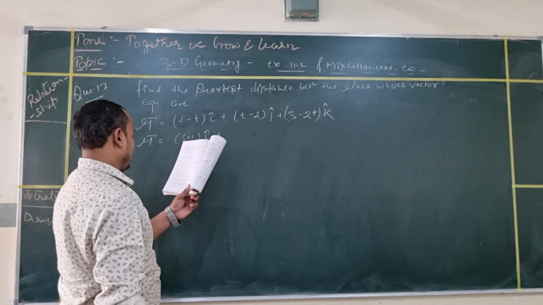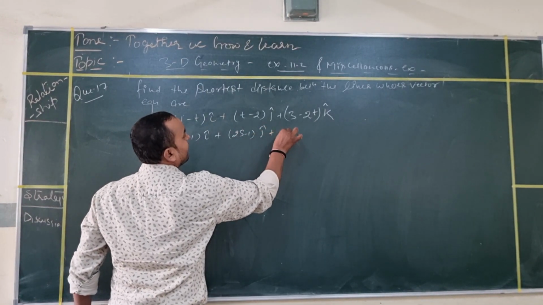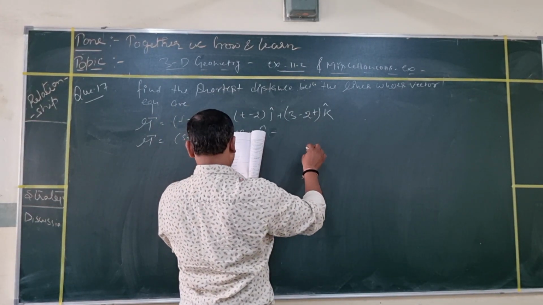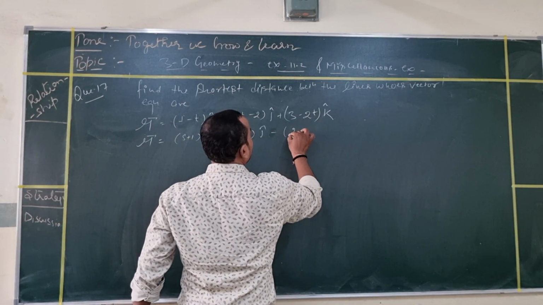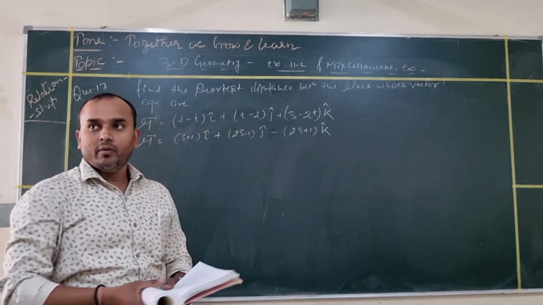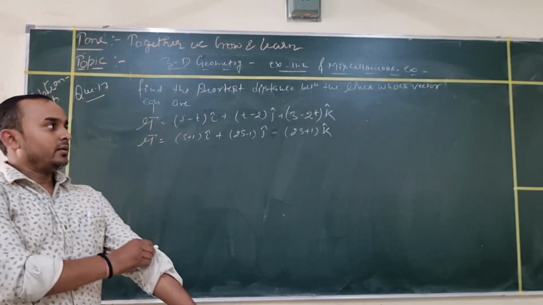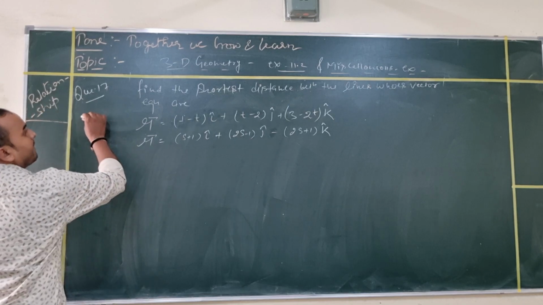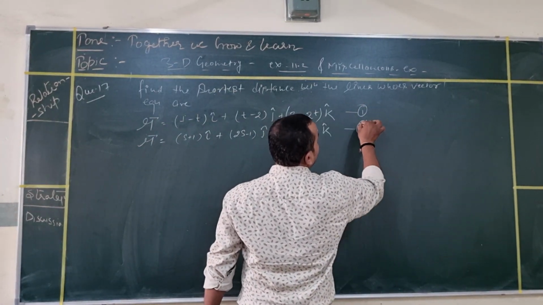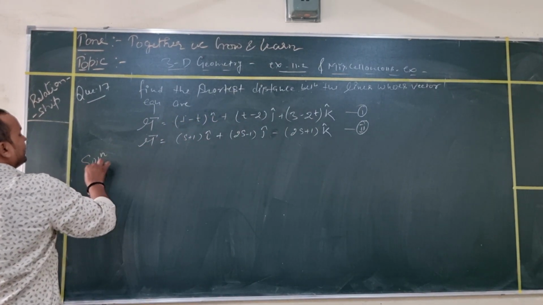(s plus 1) i cap plus (2s minus 1) j cap minus (2s plus 1) k cap. Okay, we need to find the shortest distance between two lines. This is the equation of the first line, and let us suppose this is the equation of the second line. And we need to find the shortest distance between these two lines.